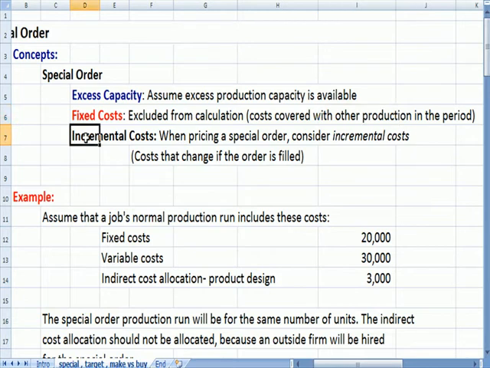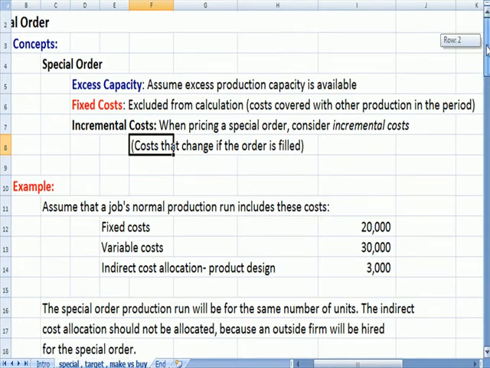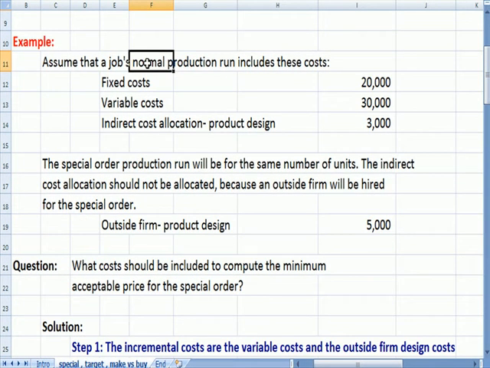The only costs you do incur when pricing your special order are incremental costs. That is, those costs that change the costs you incur when you fill the order. So here's a basic example. Let's assume that your job's normal production run includes these costs. You have some fixed costs, you have some variable costs, and then you have an indirect cost allocation for product design. And remember that indirect costs cannot be traced directly to the product. And that's $3,000. And then somebody raises their hand and wants to place a special order over and above your normal production, and you have excess capacity.